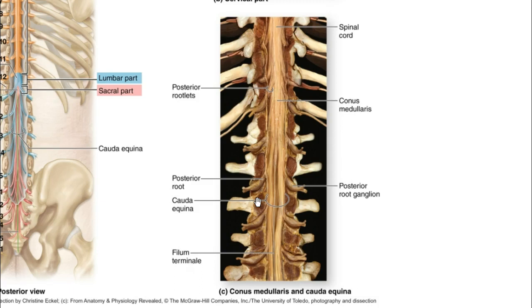Conus medullaris is the termination of the spinal cord. The rest of these spinal nerves that are still in the vertebral column, collectively they look like a horse's tail, and that's the cauda equina. Like a little avatar tail thing. Perfect.